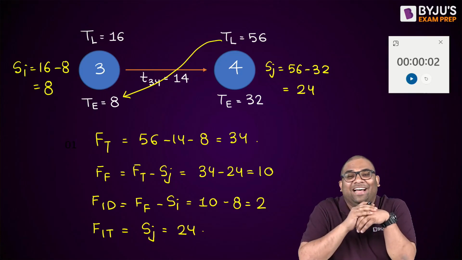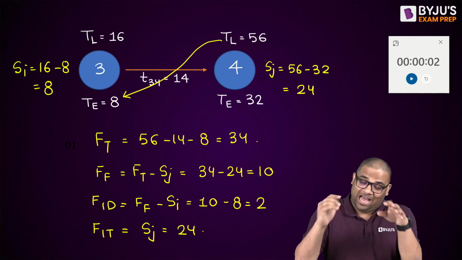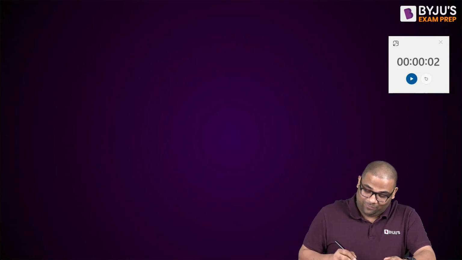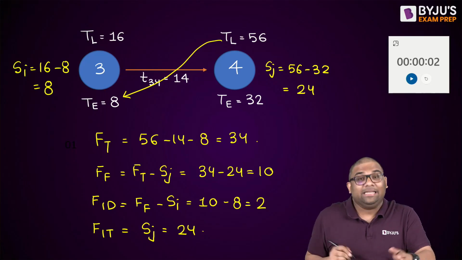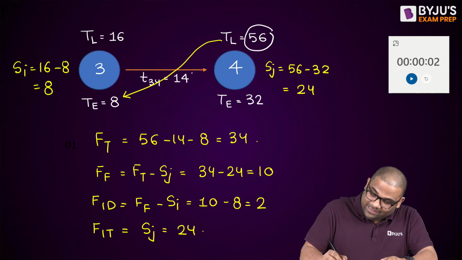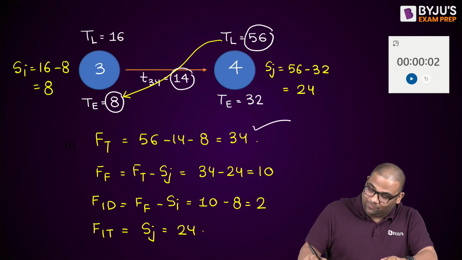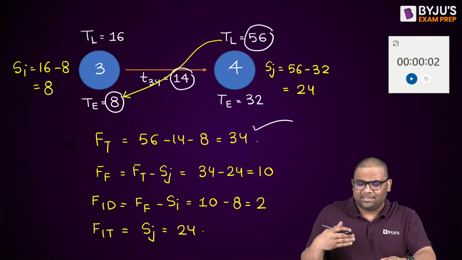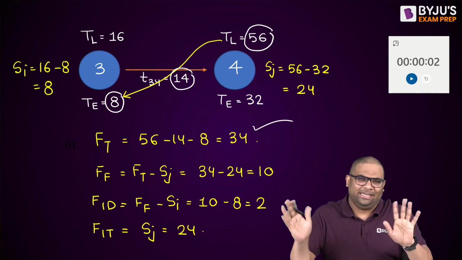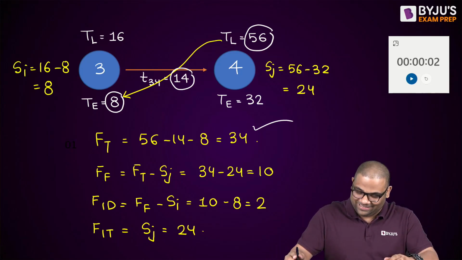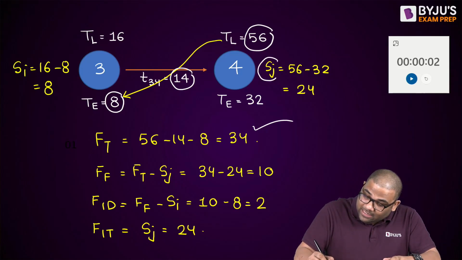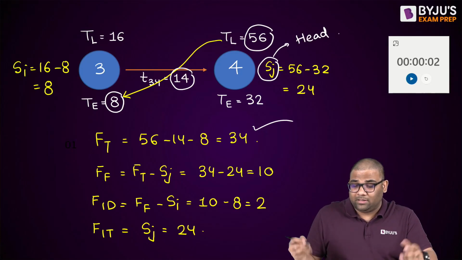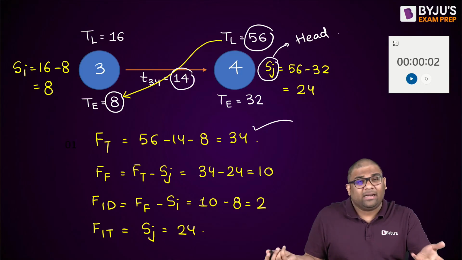So within 1 minute, I was able to find all the floats, and you can also find them. It was very easy. This minus this gave me the total float: 56 minus 14 minus 8, or 56 minus 8 minus 14, it doesn't matter, we get the same answer. Then for the free float, you found the total float and subtract the slack time of the head event. 56 minus 32 is 24, so subtracting, I got 10.